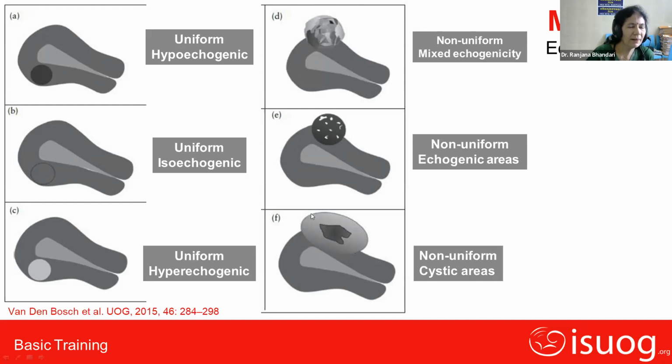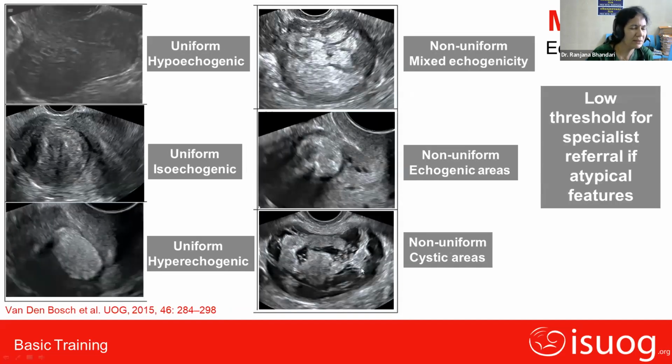So all the myoma's echogenicity is divided into uniform and non-uniform. Uniform again has three categories: hypo, iso, and hyperechogenic. Whereas non-uniform has three categories: mixed echogenicity, echogenic areas, and cystic areas. So these are real-time images. An example of uniform hypoechogenicity.